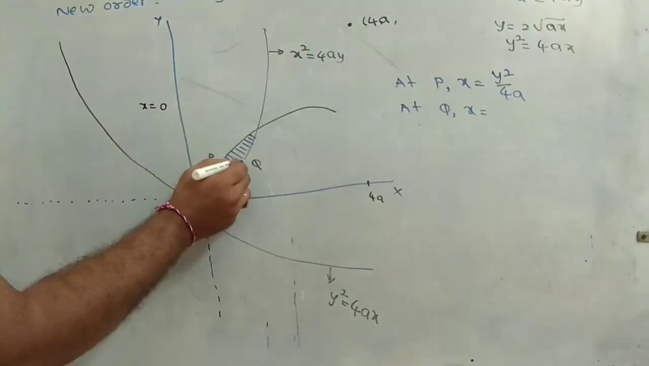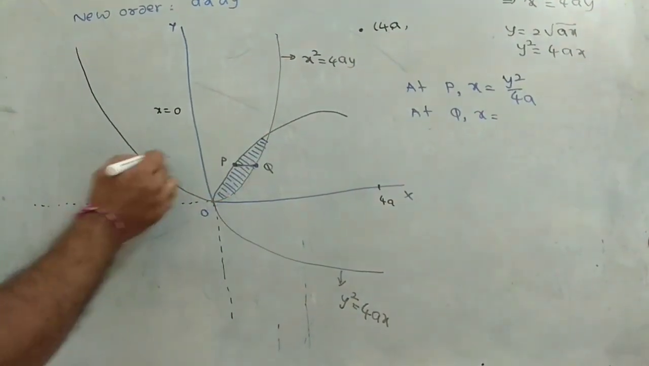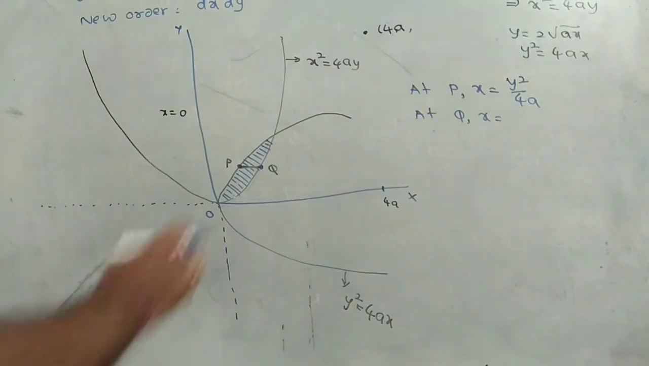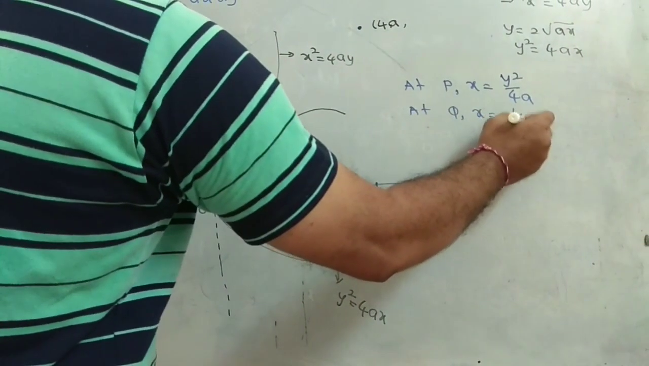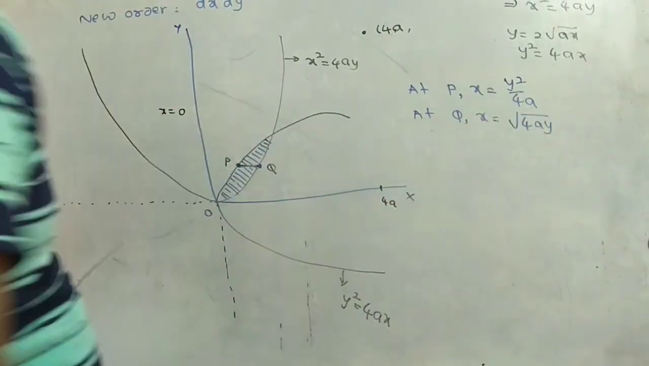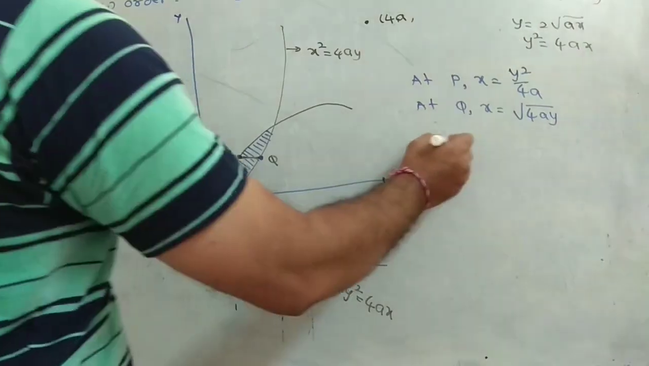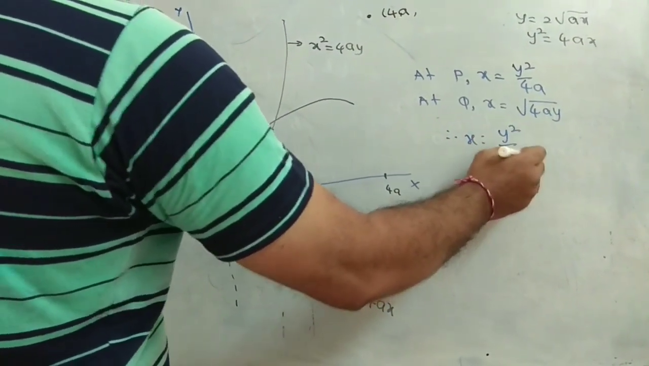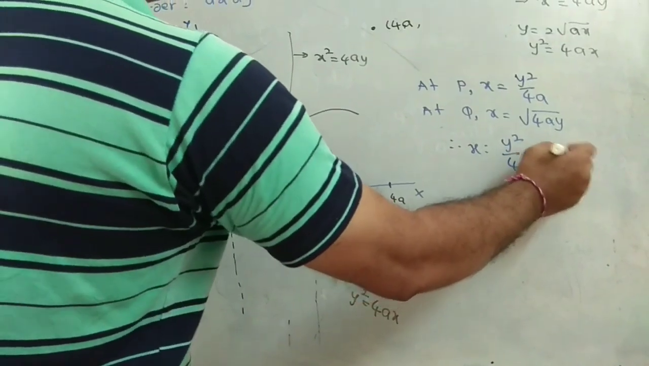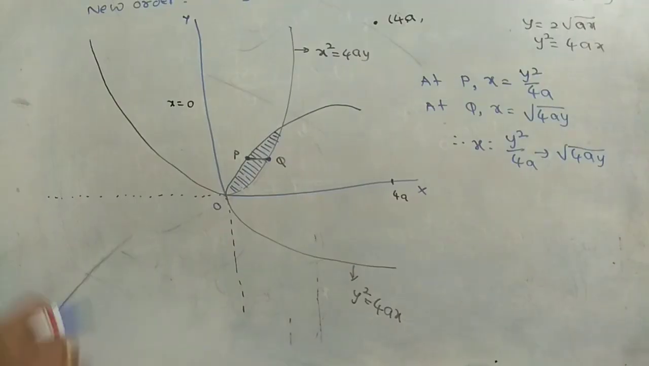At Q, Q is nothing but a point. This is a point on the curve x square equal to 4ay. From that you identify your x value, that is root 4ay. So P and Q, we are just identifying your x limits. Therefore, the x limits are y square by 4a to root 4ay. These are the new limits for the x variable.